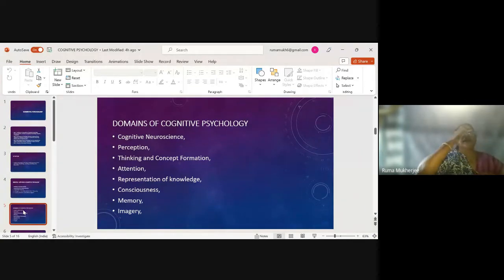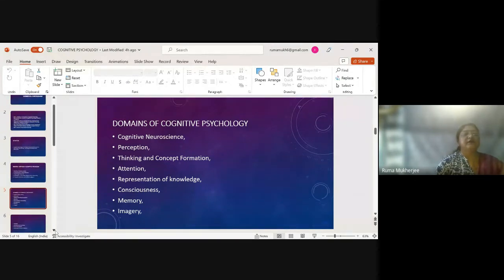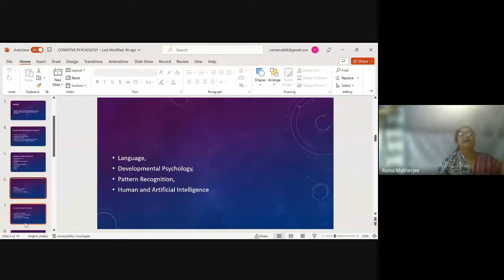And so these are the important domains of cognitive psychology. Now the next slide is about the other domain, that is language.